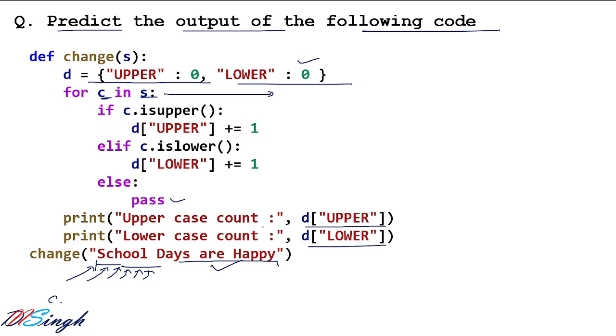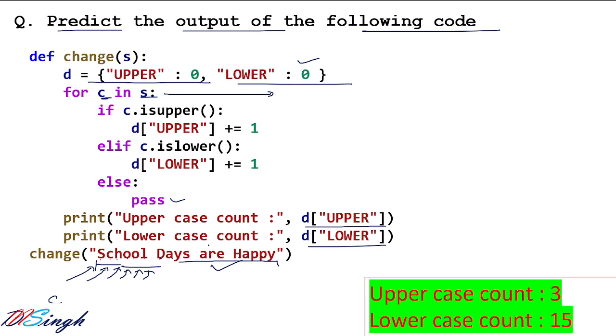So what will be the output here? 1, 2, 3. So 3 uppercase letters, and lowercase: 1, 2, 3, 4, 5, 6, 7, 8, 9, 10, 11, 12, 13, 14, 15. 15 is the lowercase count. Let us see what the output is. Correct. How many uppercase letters? 3, and lowercase letters? 15. I hope you got the answer for this question.